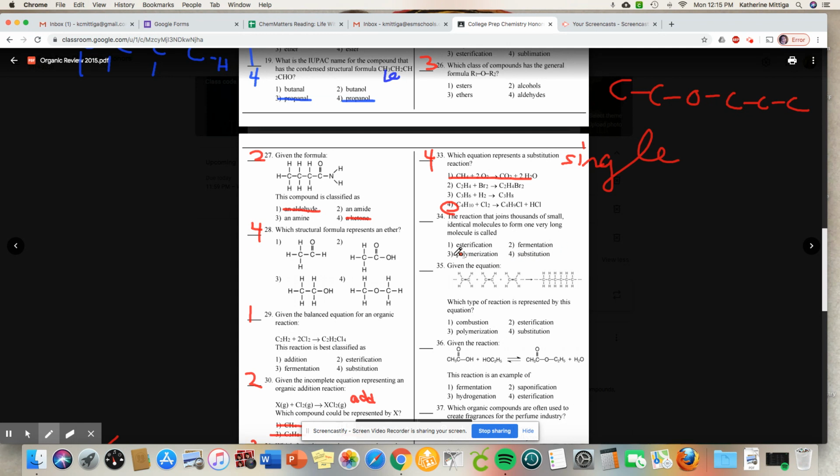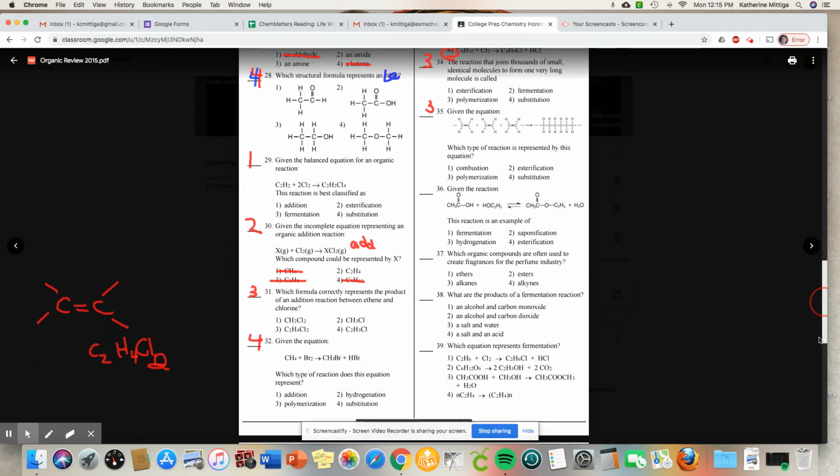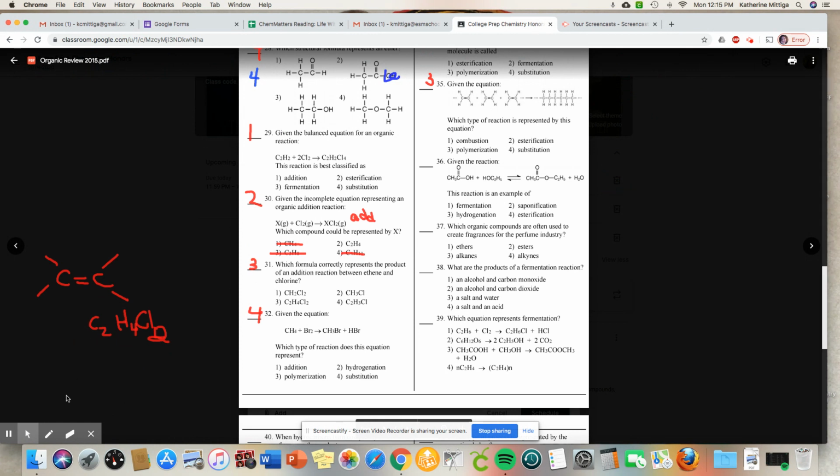Thousands of identical molecules. It's called a polymer. And this is also a polymer. Those are on the other worksheet. Let me scooch down. What are we forming? This is also on the other worksheet. The formation of what? We're forming this.